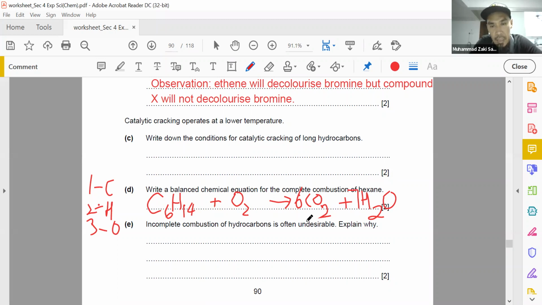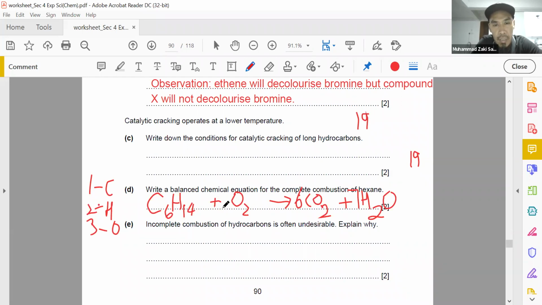Now let's look at oxygen here. What's the total number of oxygen on the right hand side? So we have here 12 plus 7. 12 plus 7 should be 19. Okay, 19 oxygen. So how to make this 19? Okay, I tell you what. Remember maths?